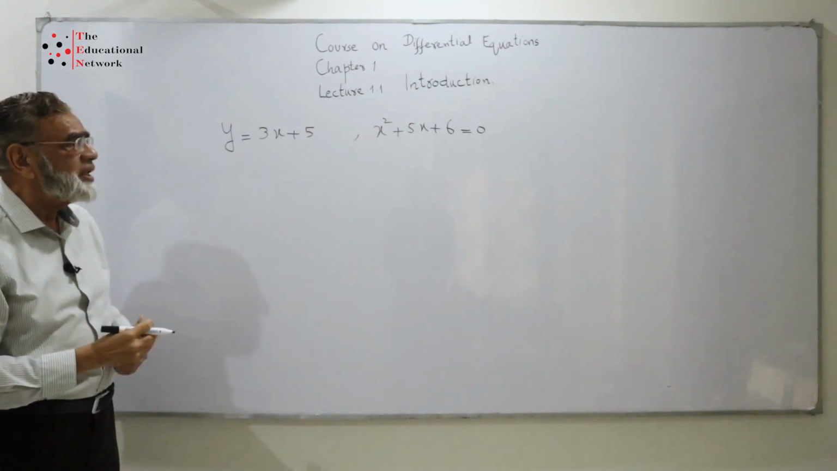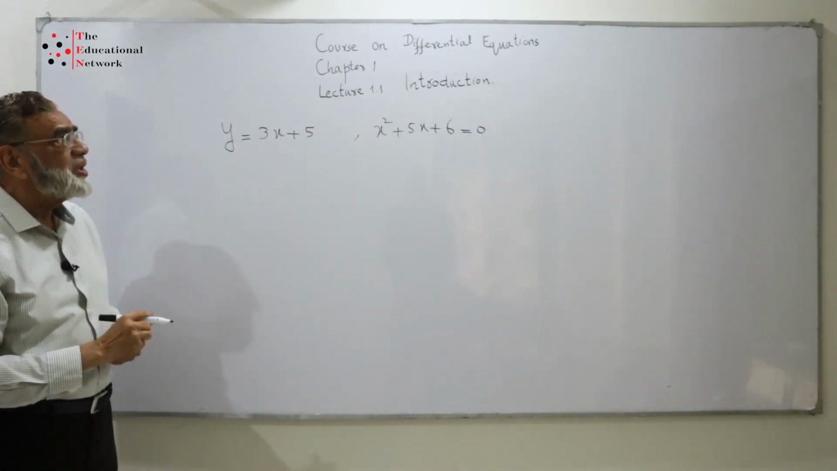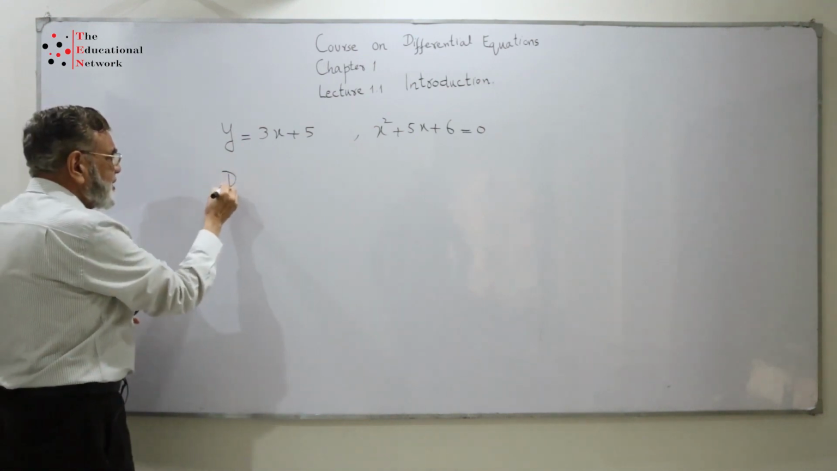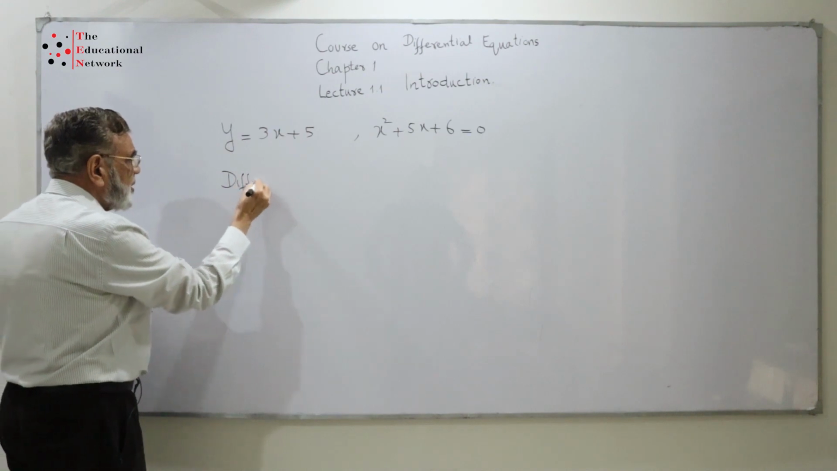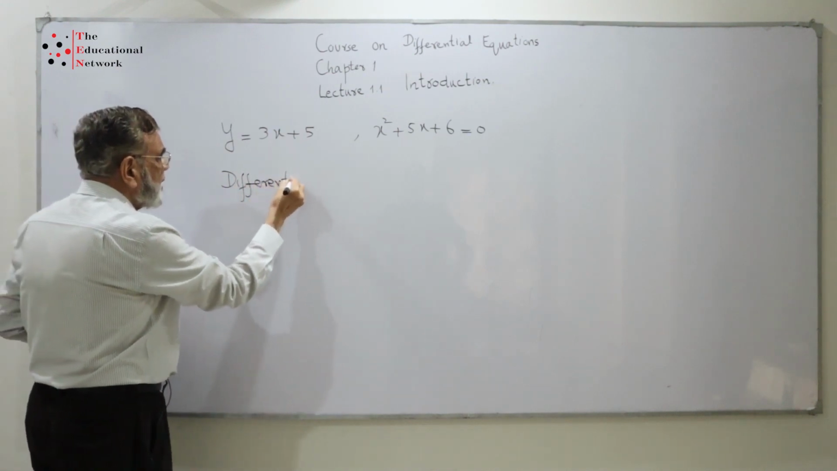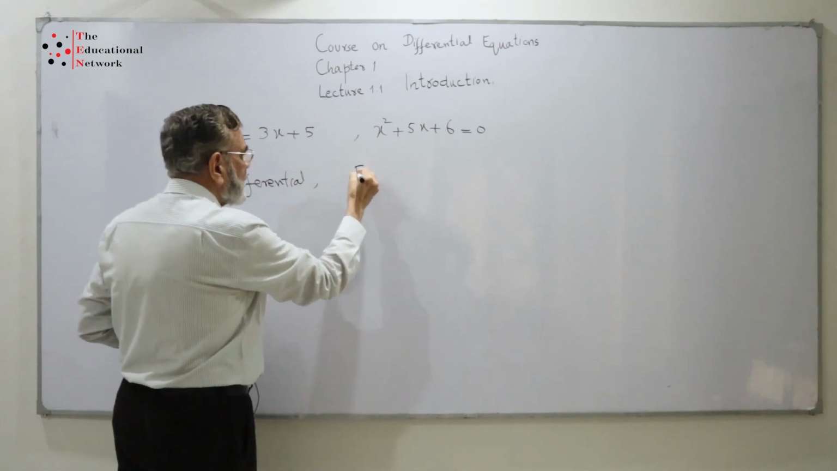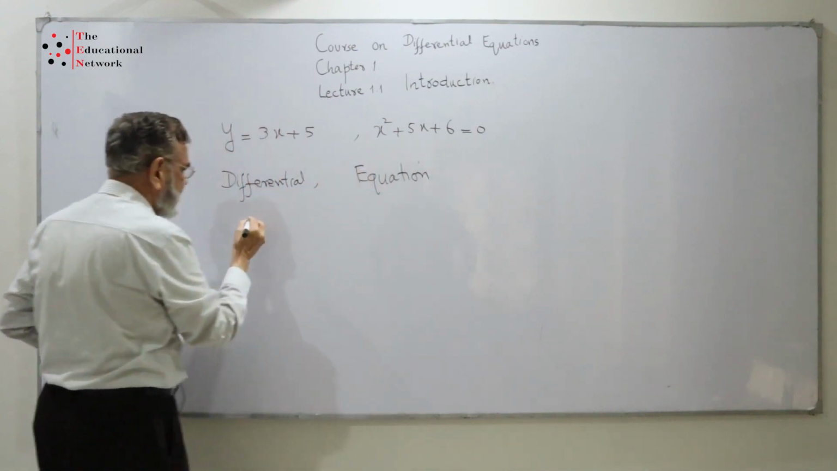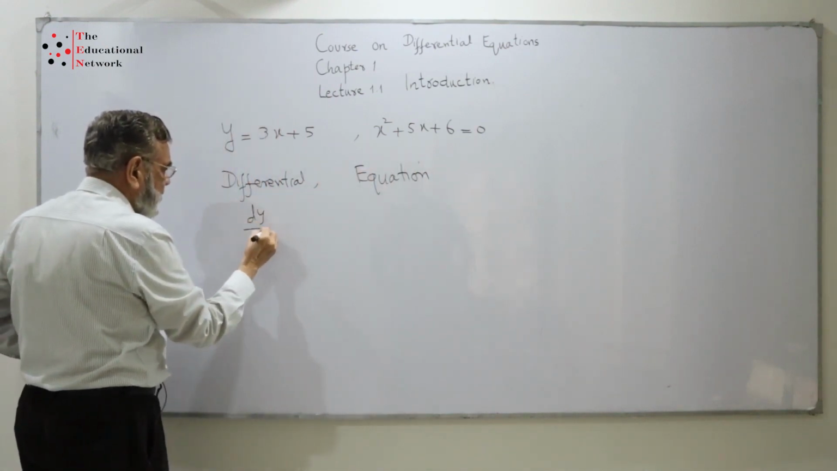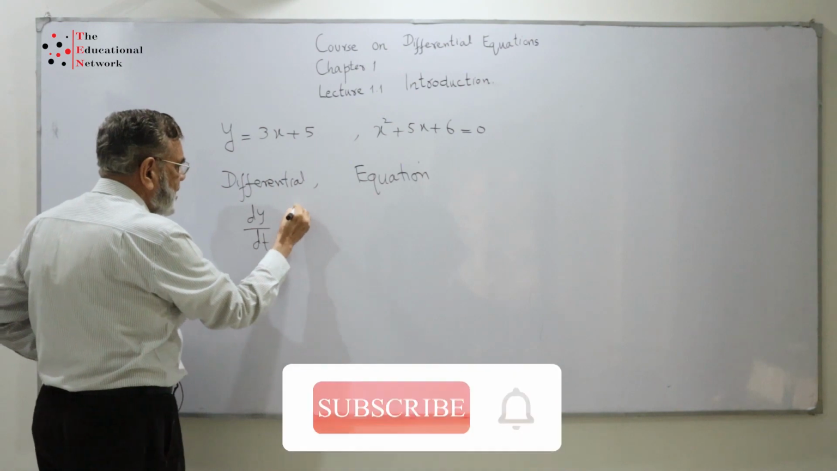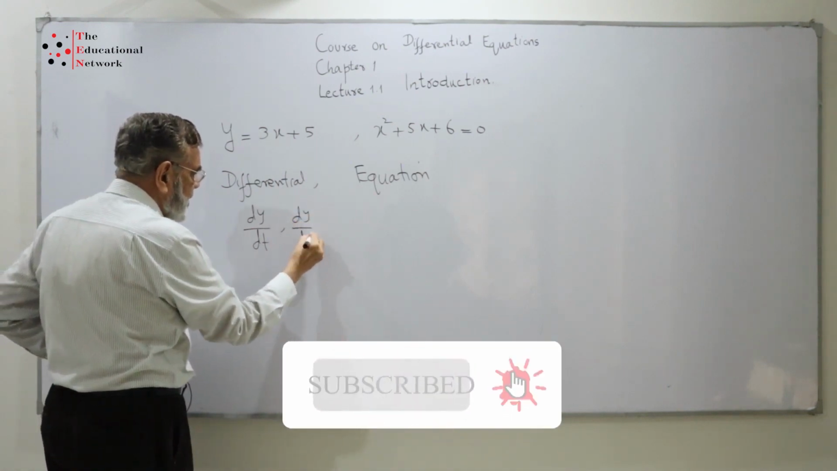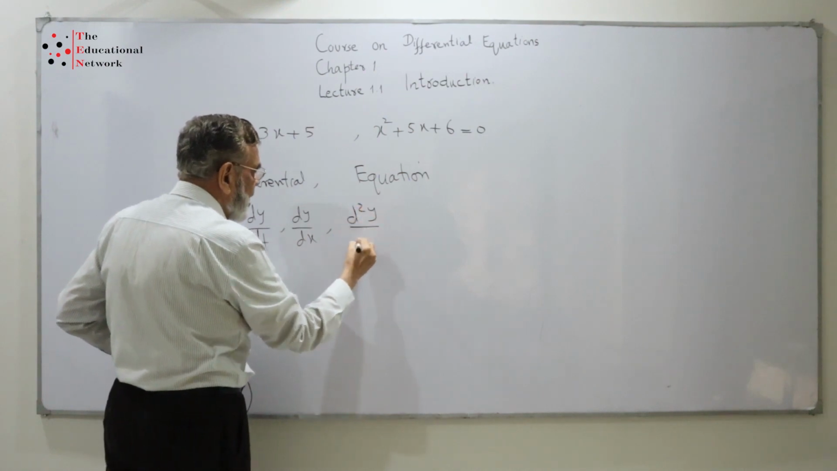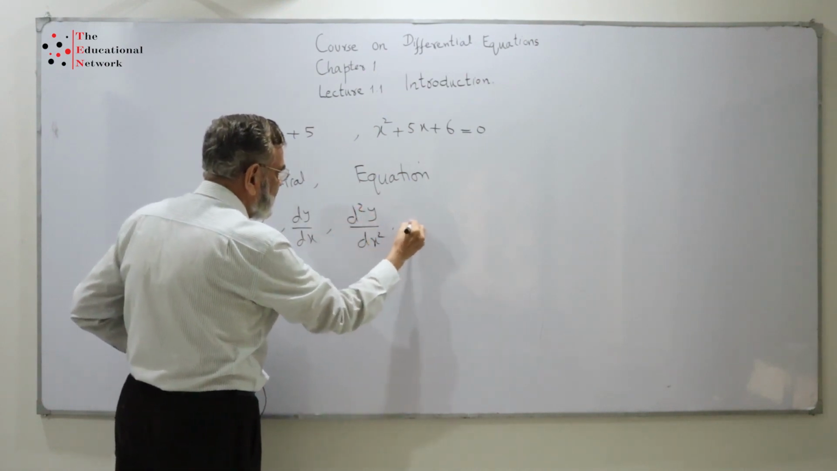When we have equality, we say it's an equation. Similar to this, we can say differential equation. So two words are coming here: the word differential and the word equation. Differential tells us that there are some derivatives, rates of change. We can have dy by dx, or change in y with respect to x. It can be first derivatives, or second derivatives, or a derivative of any order.